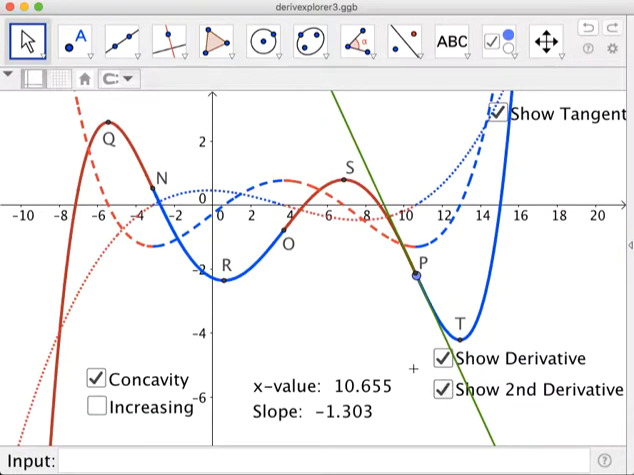Second derivative shows that it's negative when our function is concave down, positive when our function is concave up. Our second derivative is negative when our first derivative is decreasing, and positive when our first derivative is increasing. And again, this now tells us about the concavity of the function, not about whether the function is increasing or decreasing.